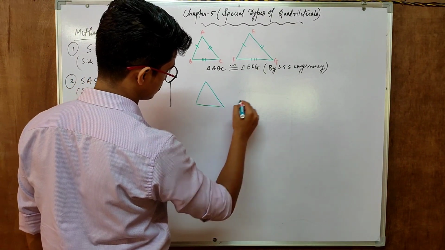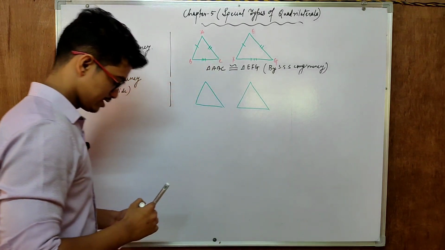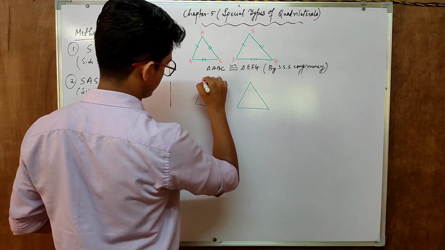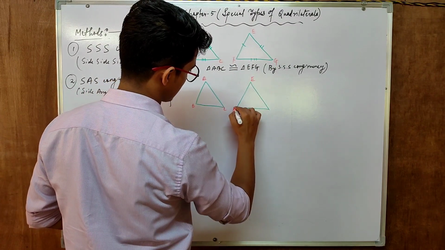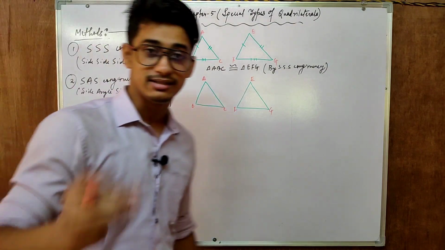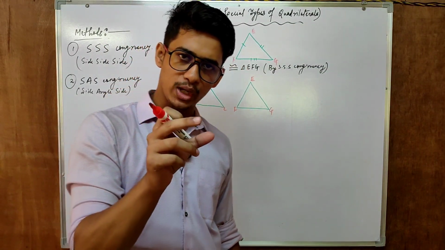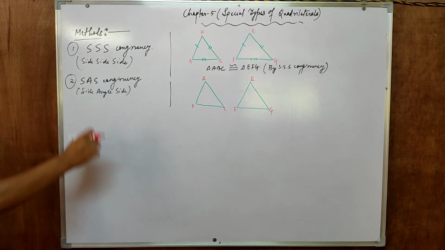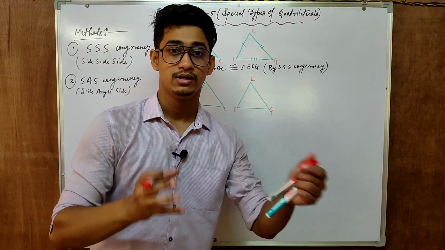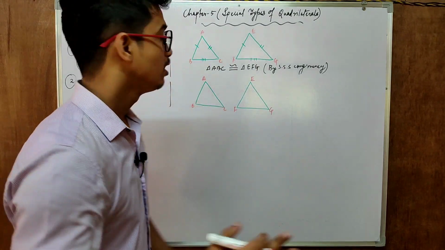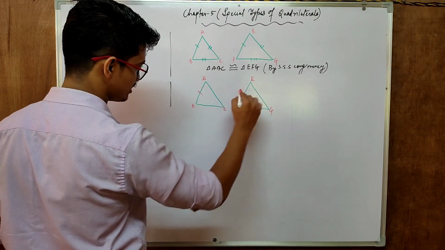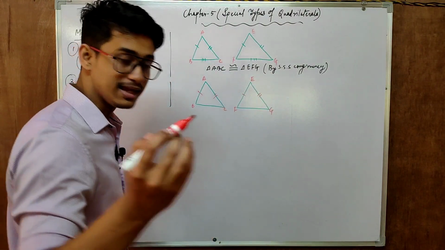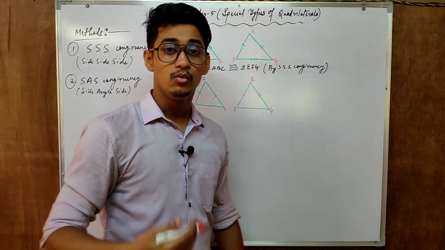So in side angle side congruency, what does it look like? These two triangles, and the naming will be the same: A, B, C and E, F, G. Side, angle, side means between two sides there must be one angle. So we have to pick the sides which include one angle in between them. Let's say AB is equal to EF, as well as AC equal to EG. Then between these two sides, which angle will lie?